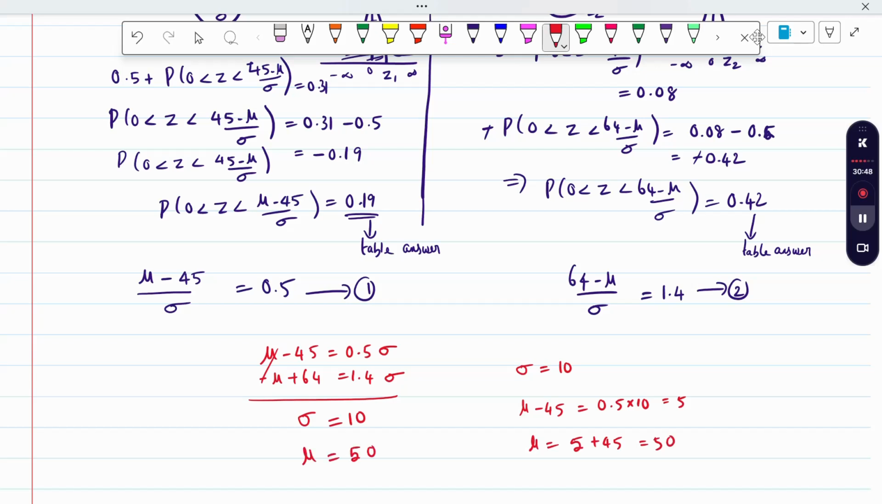Our answer is mean and standard deviation only, it is asked in the question. Mean is 50. This is mean. This is standard deviation. Standard deviation is 10.